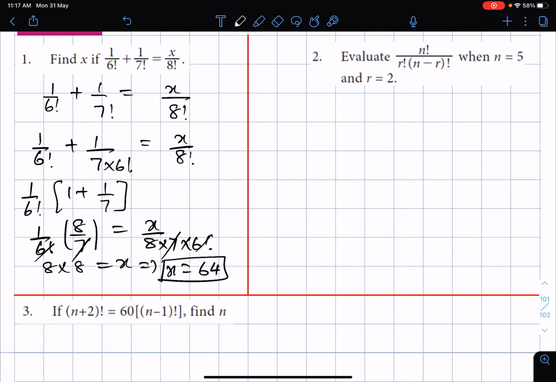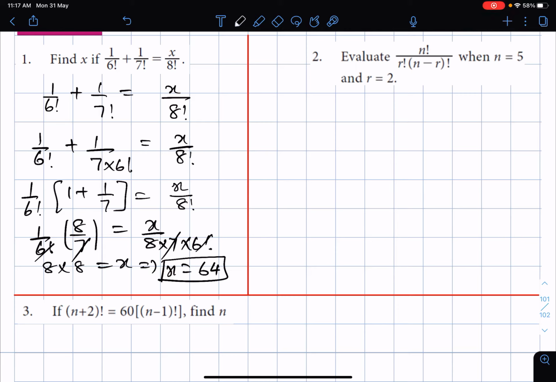So I have done nothing. I have here 6 factorial. So 7 factorial I have reduced to 6 factorial and taken 1 by 6 factorial as common. 1 plus 1 by 7 gives you 8 by 7. And in the RHS also I have reduced our 8 factorial into 6 factorial. I have cancelled the common terms on both sides and brought the remaining term to the left hand side. So 8 into 8 gives you 64.